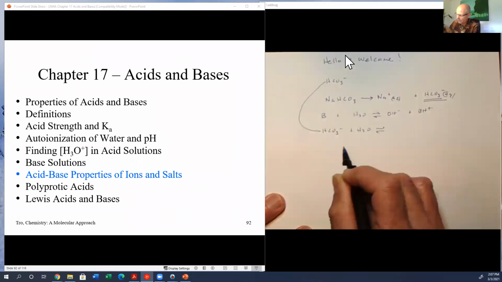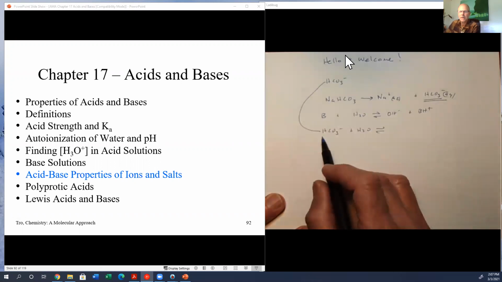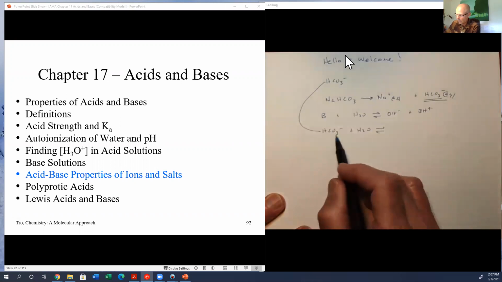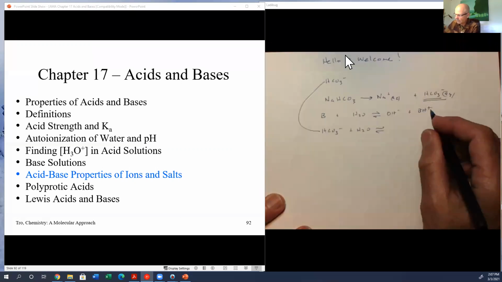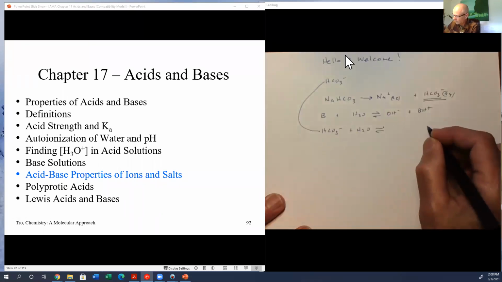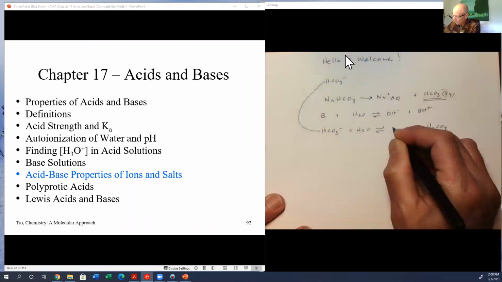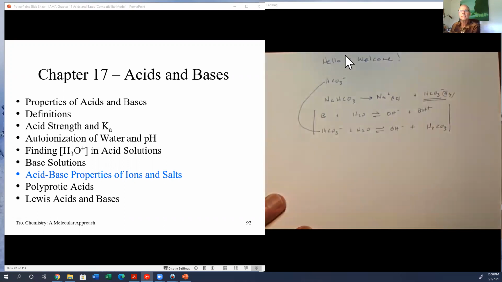Now, the only difference here is that in the generic equation, the base is charge neutral. But in the case of the bicarbonate ion, it has a minus charge. So when it picks up a proton, instead of being a positively charged conjugate acid, it is a neutral conjugate acid. So the conjugate acid is H2CO3, and it forms OH minus. But can you see the parallel between these two equations? Everybody? Nod your head if you can see that. Awesome.